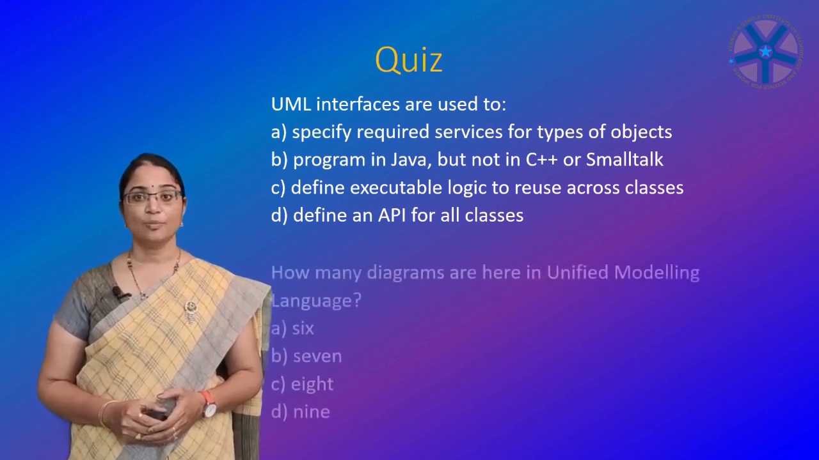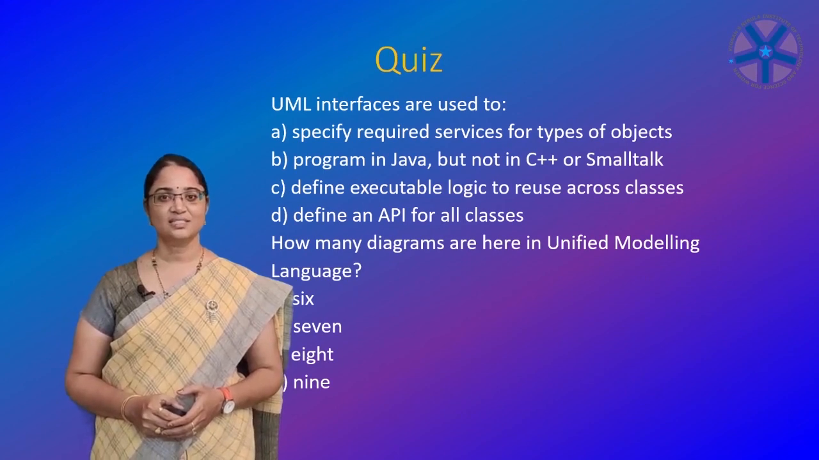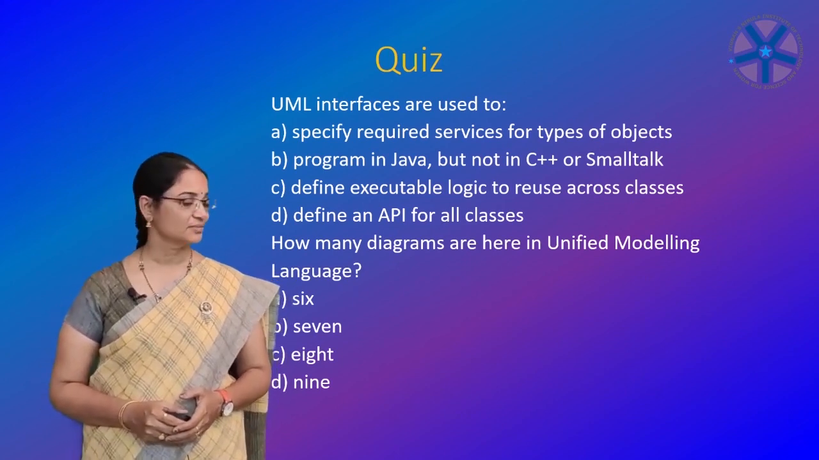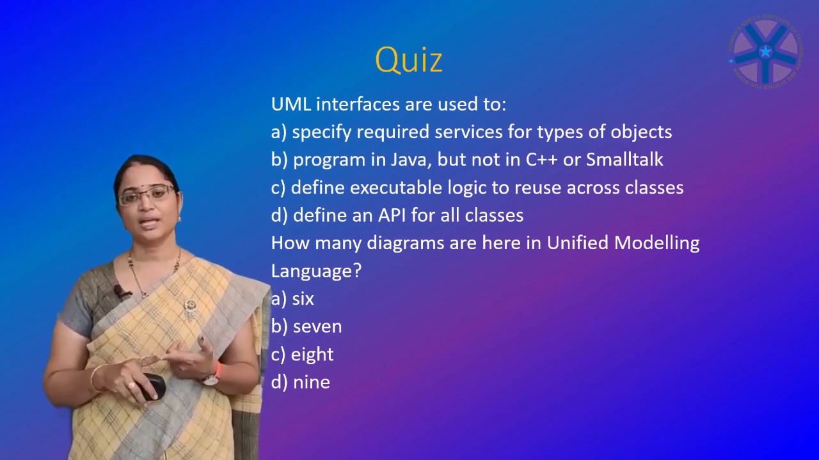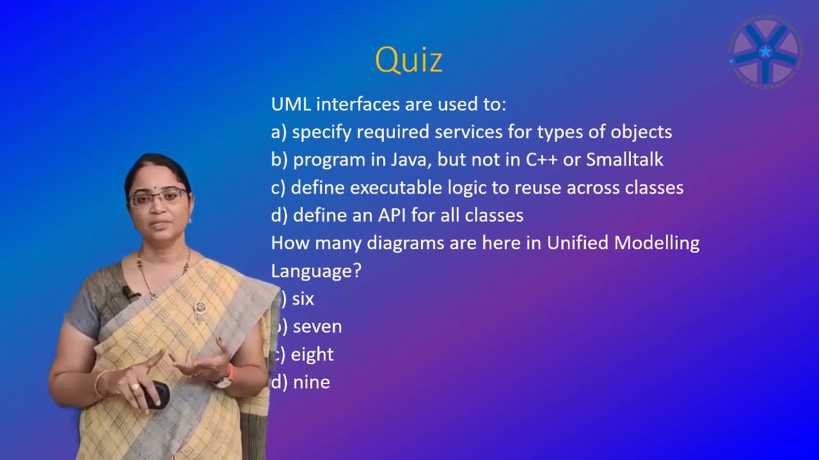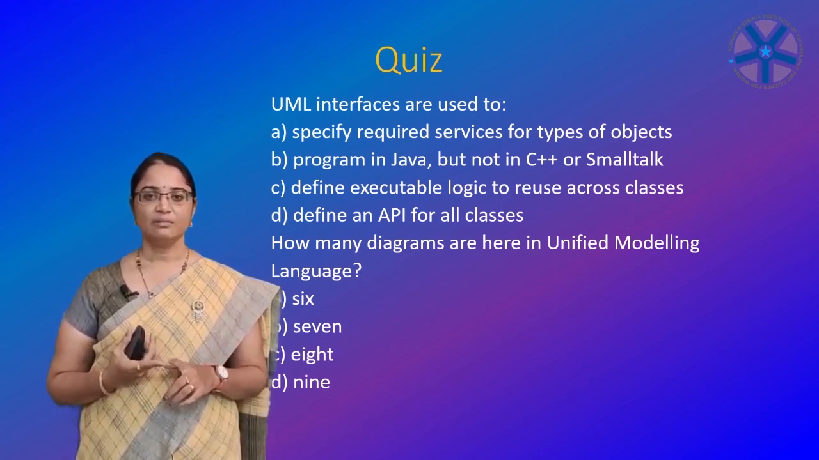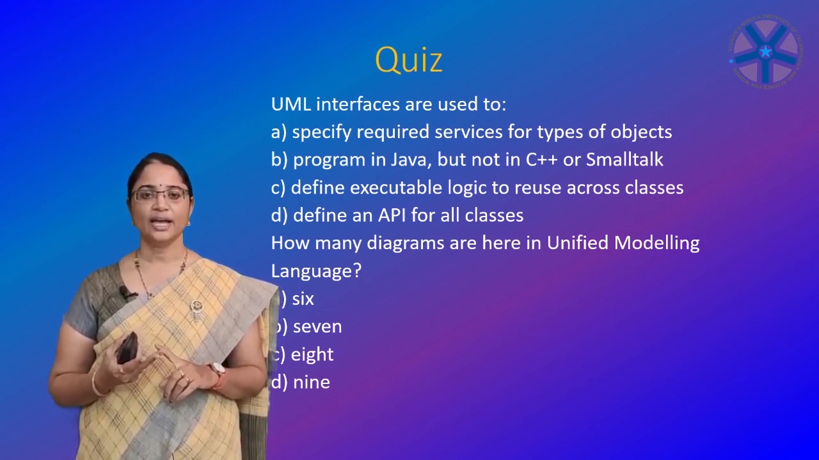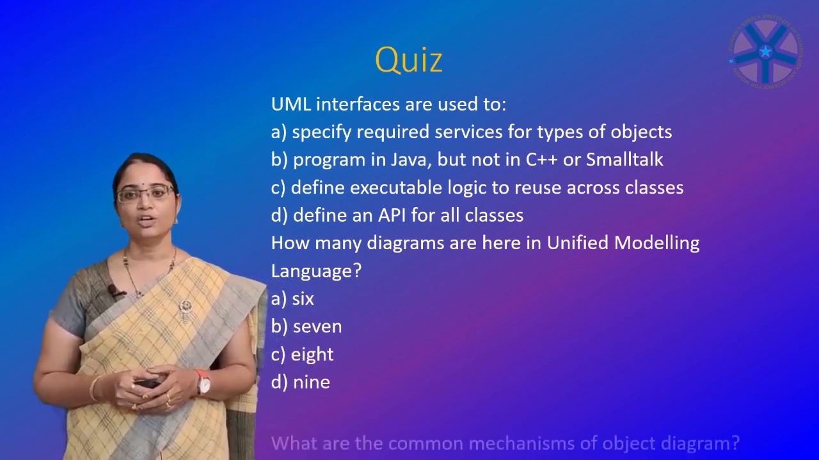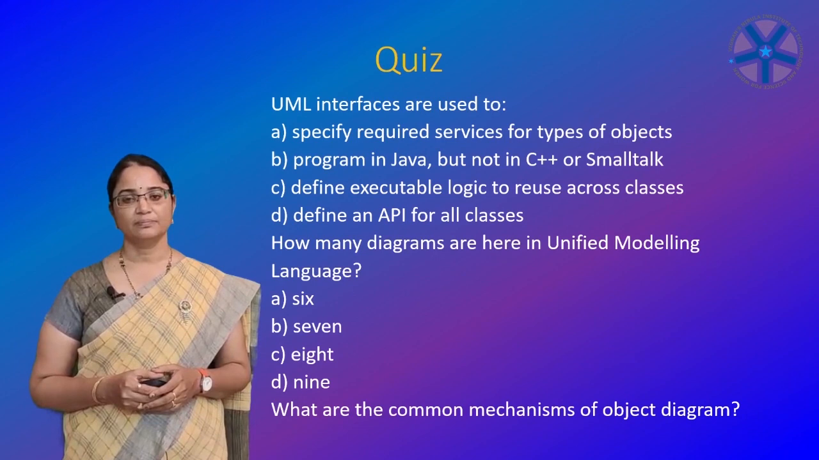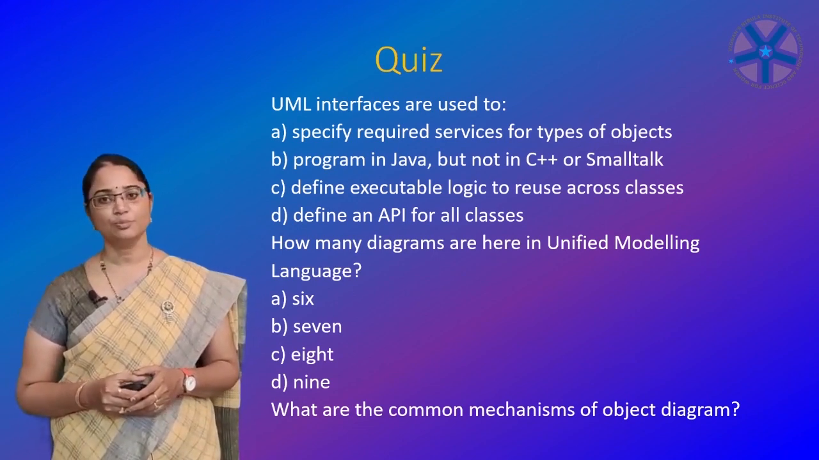And next, how many diagrams are there in the Unified Modeling Language? 6, 7, 8, 9. So the option is 9. What are they? Class diagram, object diagram, use case diagram, collaboration diagram, sequence diagram, state chart diagram, activity diagram, component diagram and deployment diagram. So we have 9 diagrams. What are the common mechanisms of object diagram? The object diagram is used to represent the object structure.